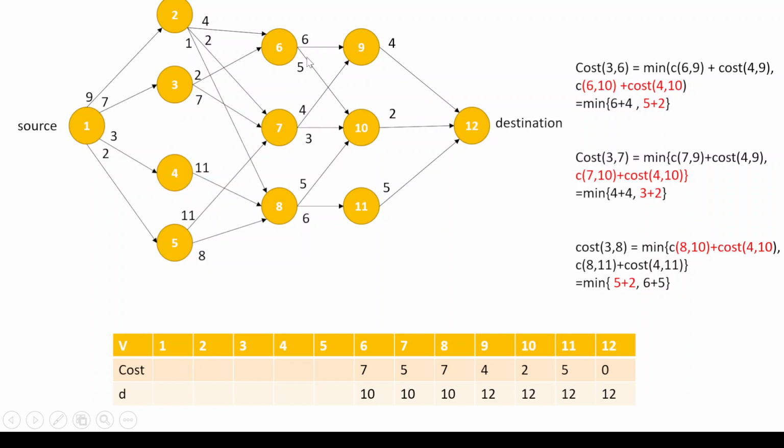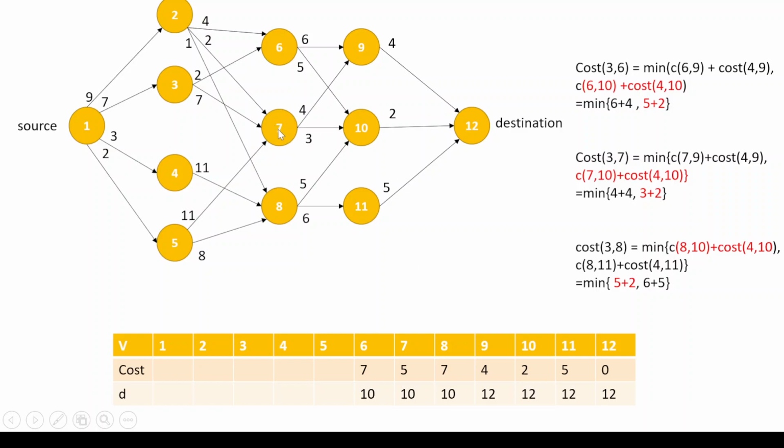We can just cross check here. If I move through 9, what will be the cost? 6 and 4, that is 10. If I move through 10, what will be the cost? 5 plus 2, that is 7. So I am choosing this for third stage, sixth vertex. So sixth vertex, the cost is 7 and I am moving through 10 to reach the destination.